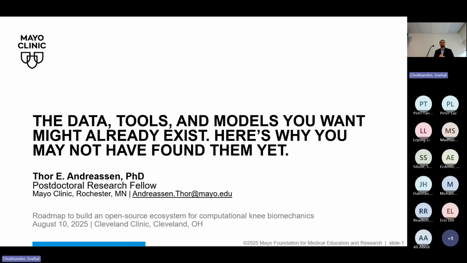But yeah, it's my pleasure to talk to you guys today about the data tools and models you might want that might already exist, and here's why you might not have found it yet.